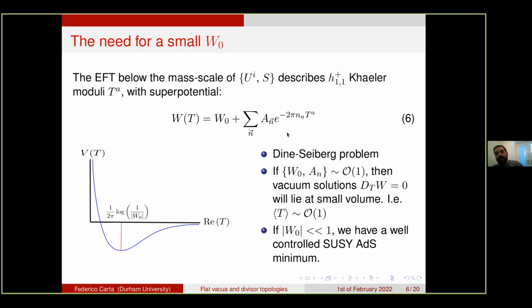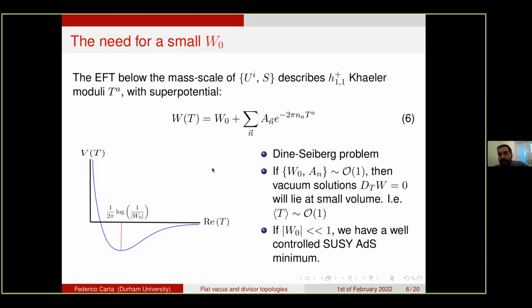Anyway, the crucial point is now the following. Every time we have a superpotential of this type, we typically run into a control problem, which is a Dine-Seiberg type of problem. Essentially, if the coefficients W0 and A are generic, like order 1 numbers, then it will happen that the AdS supersymmetric vacuum solutions that we have will inevitably lie at small volume.